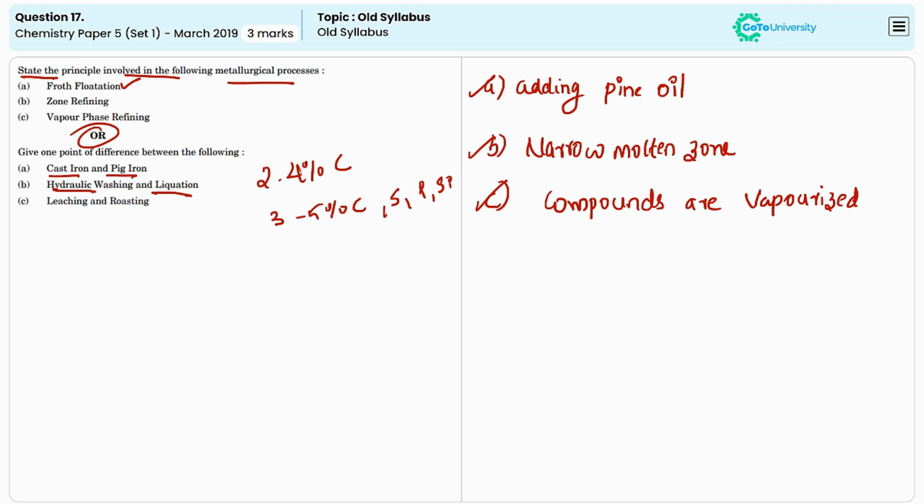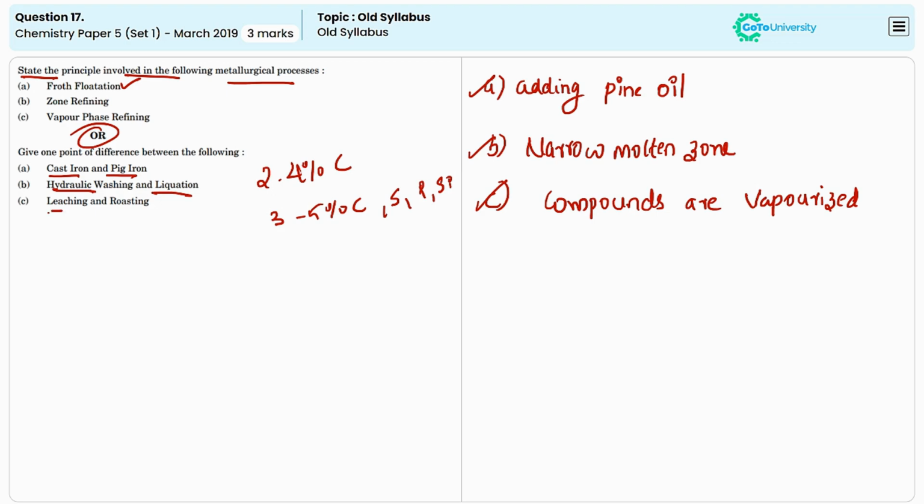And the other one is liquation. This is a refining process in which the low melting point metals or their impurities are separated by heating. The metal or impurity melts and flows off and will leave the higher melting point metal behind. This is used for metals like lead or tin.